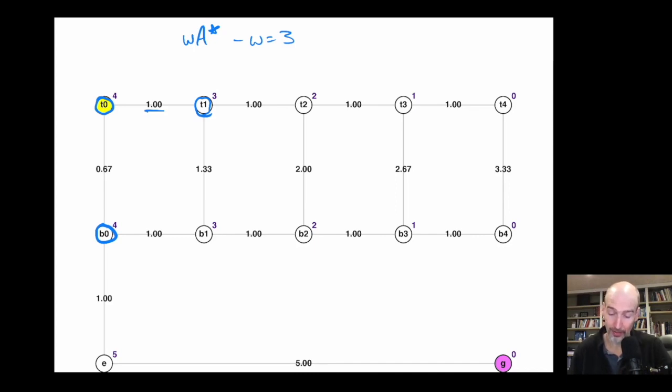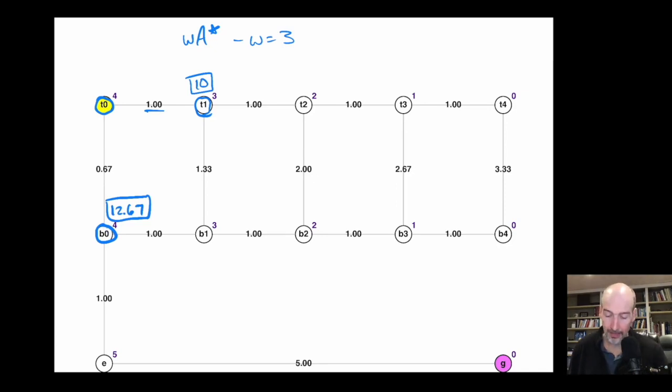So the weight of 3 up here, times the heuristic of 3, gives us 9 plus 1 is 10. So that's the F cost for that state. Down here, we have 3 times 4 is 12. So again, our weight is 3, our heuristic is 4, and 3 times 4 is 12, plus the edge cost gives us 12.67 as the cost for that node.